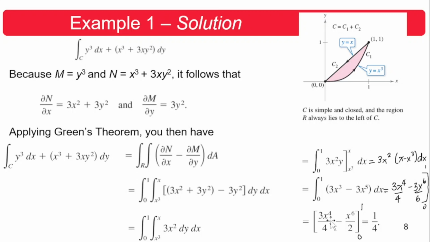So if x is equal to 1, then we have 3 over 4 minus, this is 1 half. And 3 over 4 minus 1 half, recall that 1 half can be written as 2 over 4. So 3 over 4 minus 2 over 4 is 1 over 4. Okay, so therefore the line integral of y cubed dx plus x cubed plus 3x y squared dy is equal to 1/4.